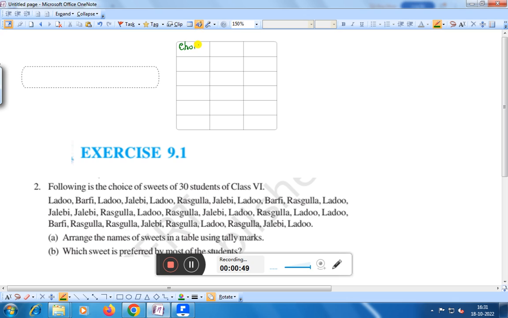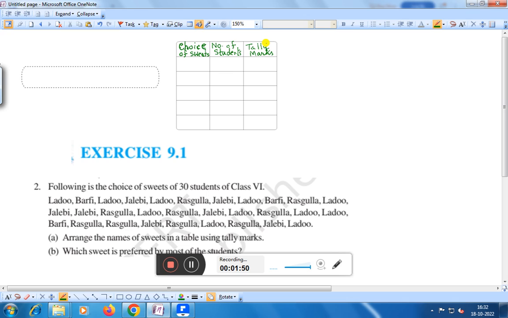Choice of sweets. This is choice of sweets. Next is the number of students, and this is tally mark.